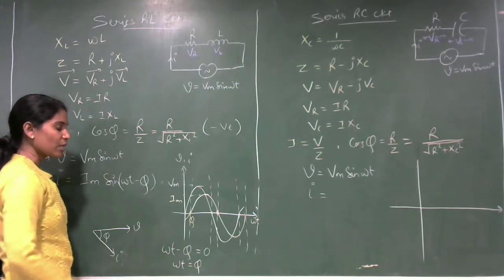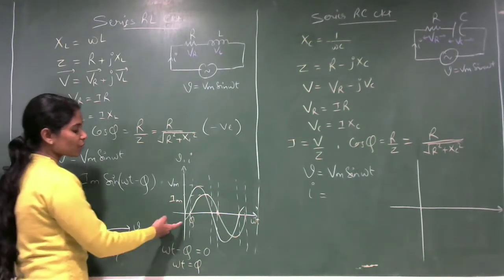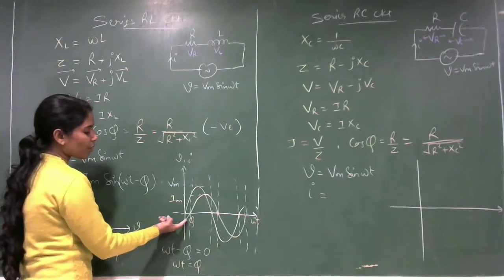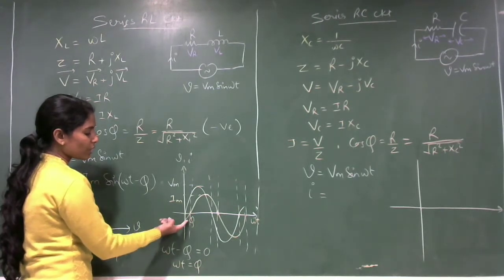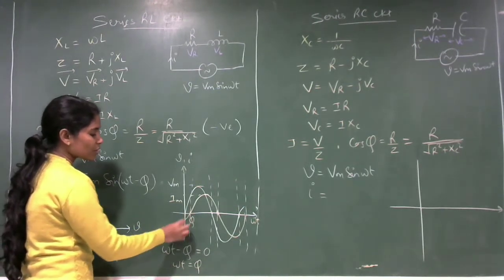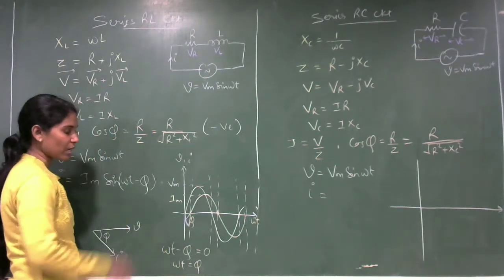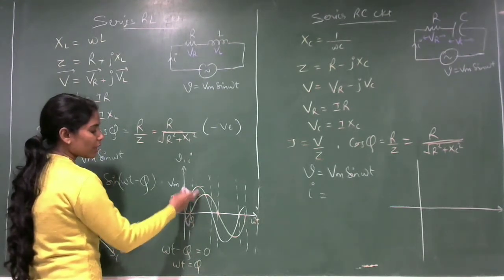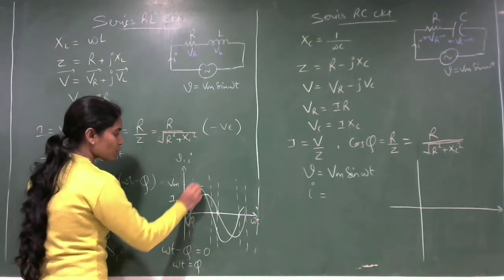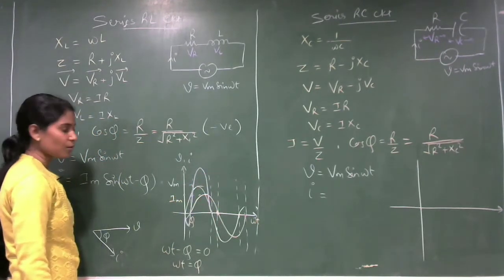How to draw that? In a similar manner as we did for the pure L circuit, we multiply the voltage curve with the current. Here you can see a positive value of voltage and a negative value of current, so the power will be negative. This will be somewhat on the negative side. In the second section I have voltage and current both positive, so there will be some positive value.